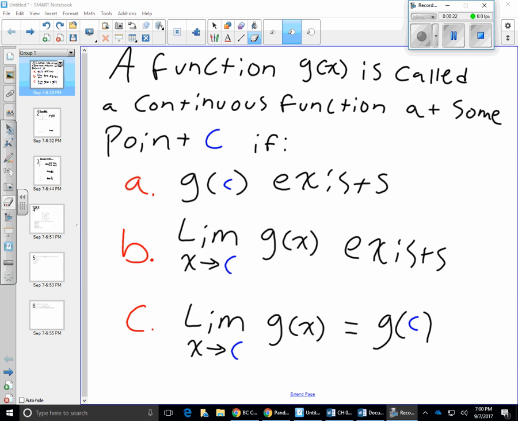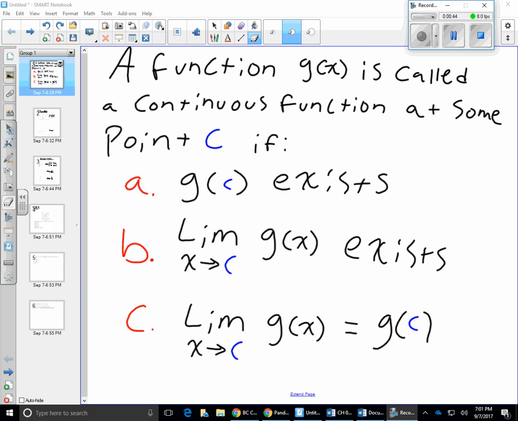A function g of x is called a continuous function at some point C if all three of these things hold. Firstly, that g of c exists. If the point cannot be used in the function and produce a value, then you can stop right there. You are not going to have a continuous function.